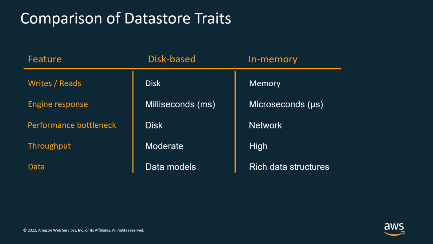The disk itself is mostly the bottleneck in disk-based databases. In in-memory databases, the bottleneck is usually the network, because memory is faster than network and disk. The disk-based databases' throughput is mostly moderate, whereas in-memory databases can provide high throughput. And disk-based relational databases usually have strict schemas and data models. In-memory databases have rich data structures.